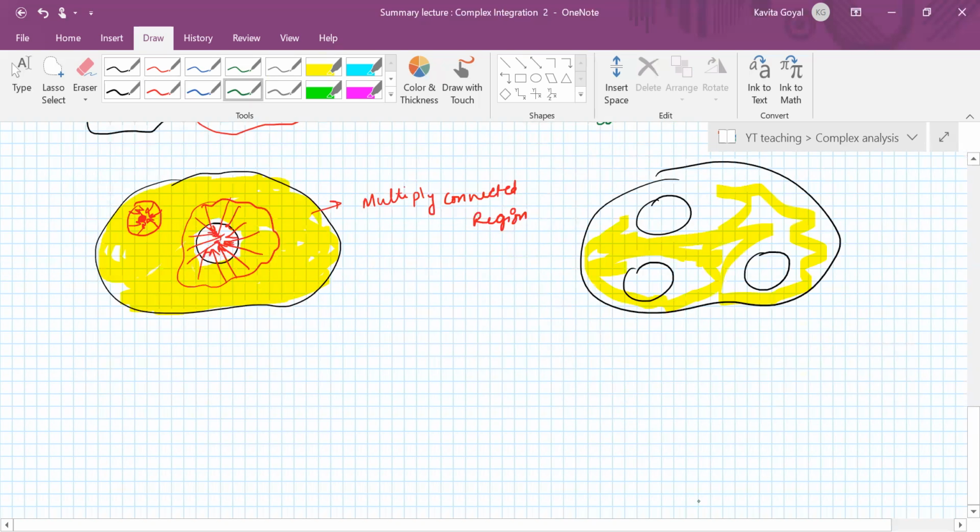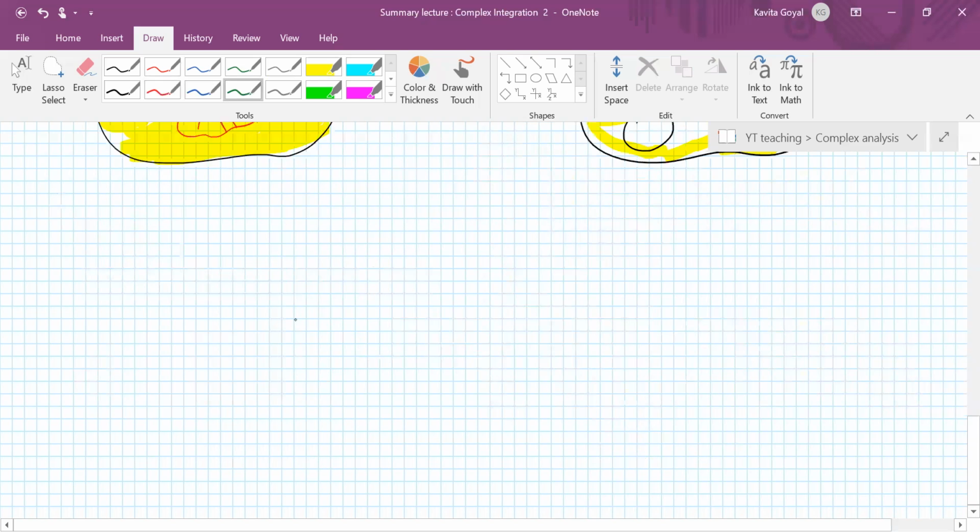So next is something called the convention regarding the traversal of a closed path. Suppose you are moving along a curve, because we are defining the integral of f(z) dz, so you will move along the curve. So when do we say that we are moving in a positive direction, and when in a negative direction? We have a convention.